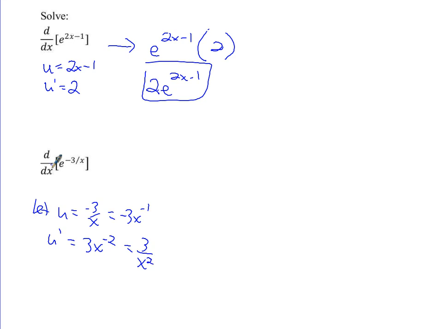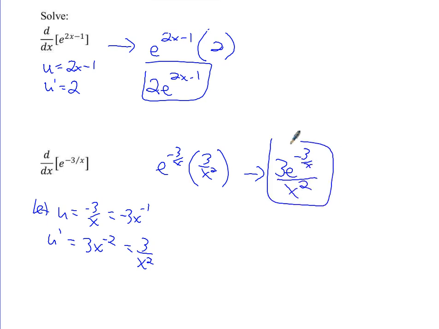So now we can take the derivative. What do we get? e to the negative 3 over x times u prime, 3 over x squared. Are we done? We can write this in a little bit simpler form. We can write this as 3 e to the negative 3 over x, all divided by x squared. There's your answer.